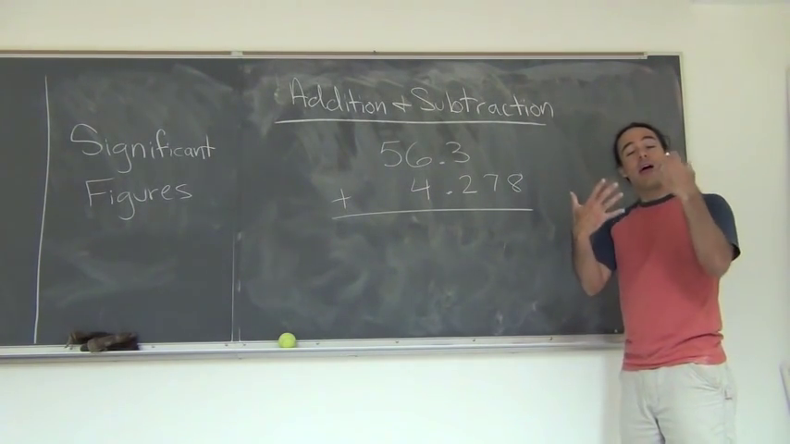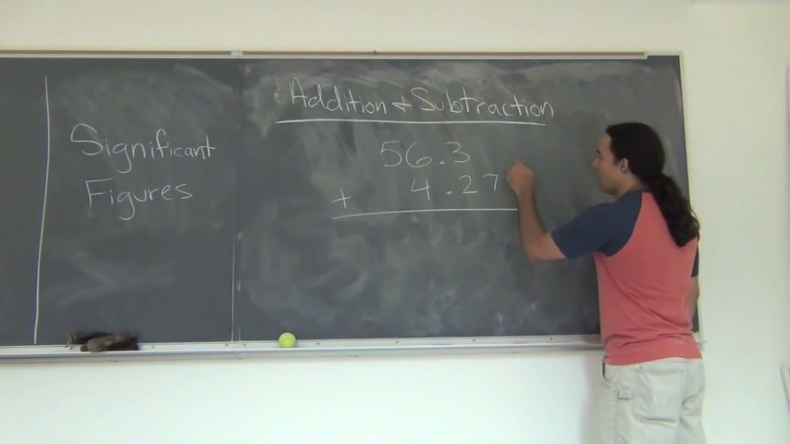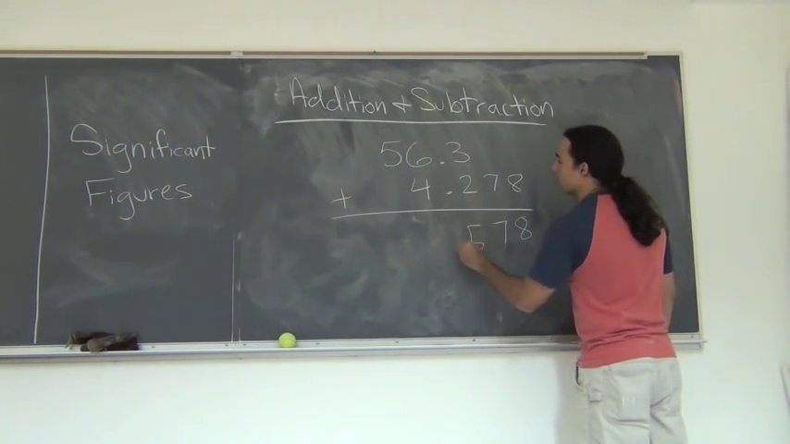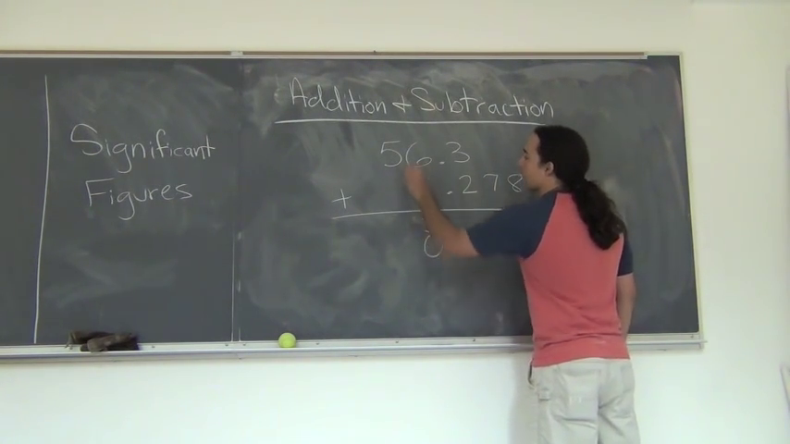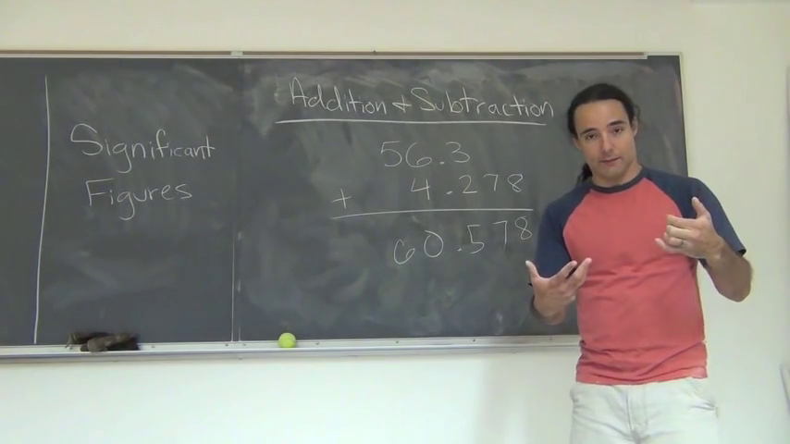Here we go. If I were adding this normally, what I would do is I would say, nothing here plus 8 is 8, nothing plus 7 is 7, 3 plus 2 is 5. 6 plus 4 is 10, carry the 1, you get 60.578. Now that's what you would do normally.